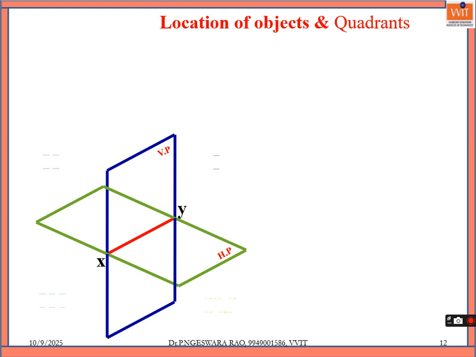From this we can say that this location is called the first quadrant, this will be the second, this region will be the third, and this region will be the fourth quadrant. Now let us see, the observer will always be on this side, here. The object may be in any one of the quadrants.